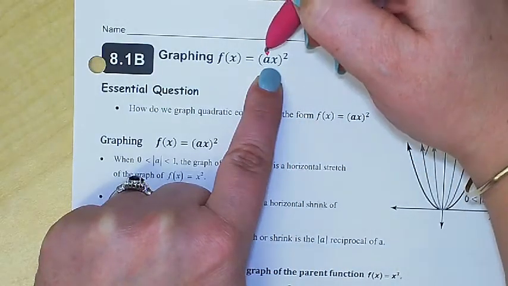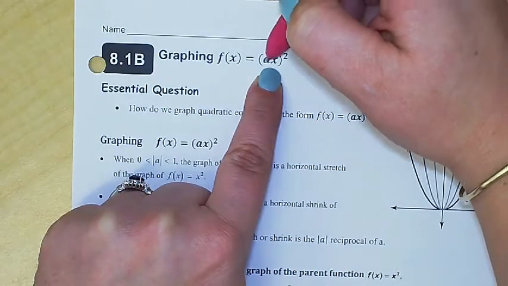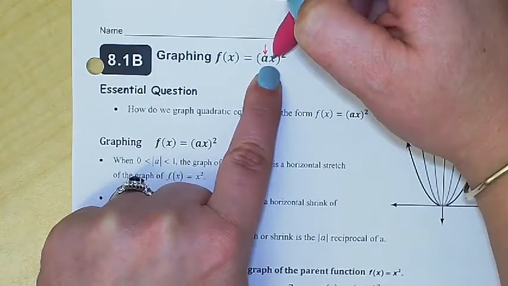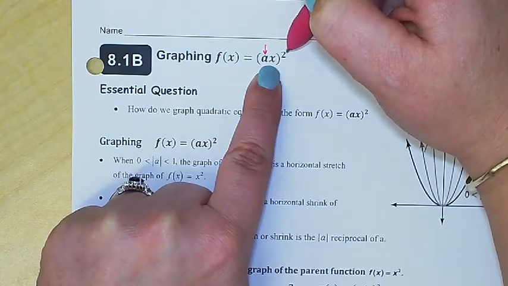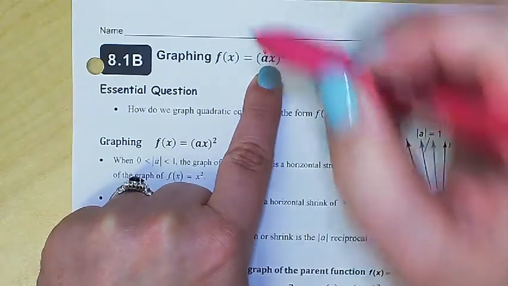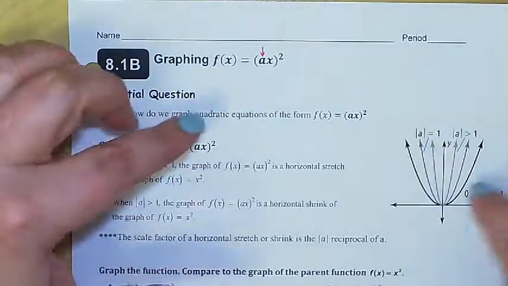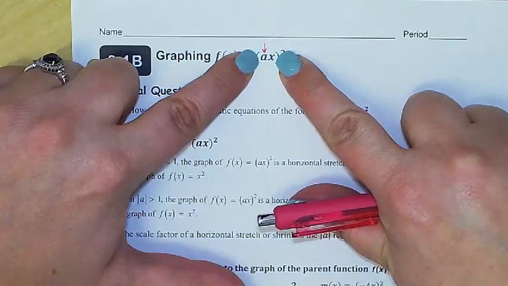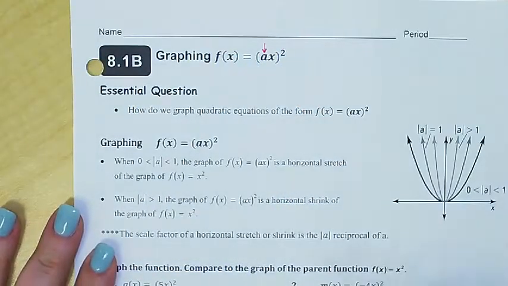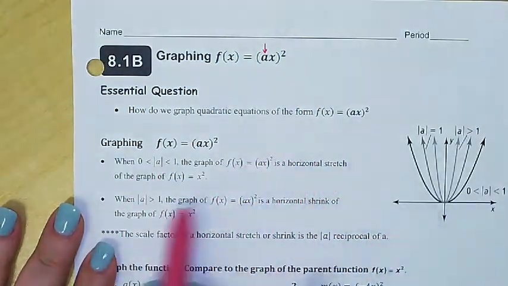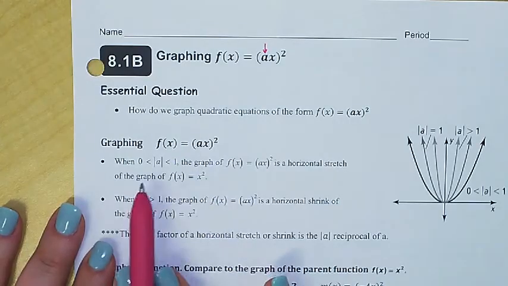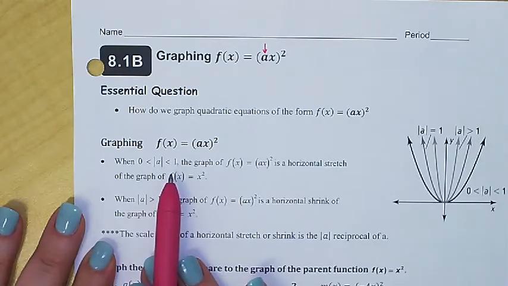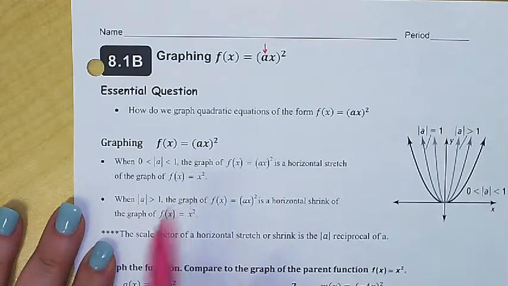So we consider this as changing the input, changing the x value before the function itself squares it. And so, again, the graph is going to do very similar things. What's going to be different is our interpretation or our description. So, how do we graph quadratics in this form? We're going to graph them like we did before, but when that A value is between 0 and 1, we're still going to get a wider graph.